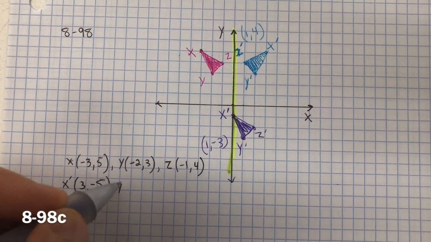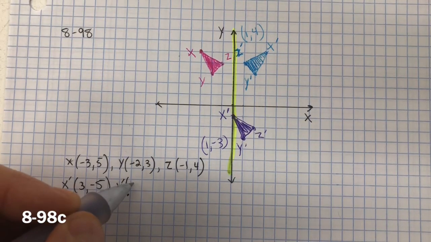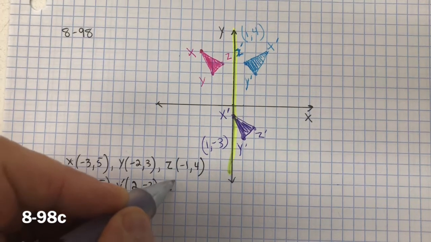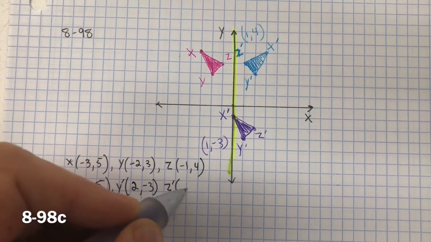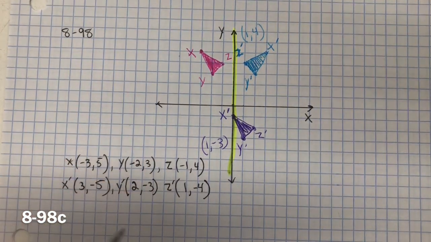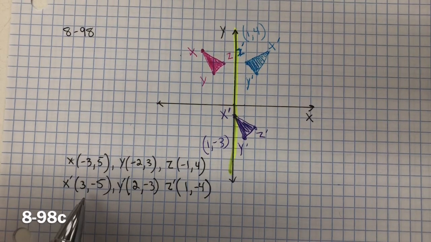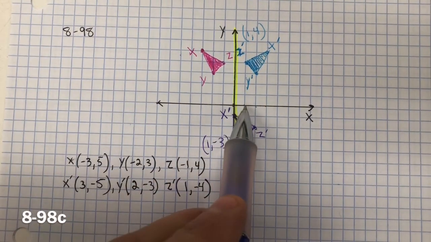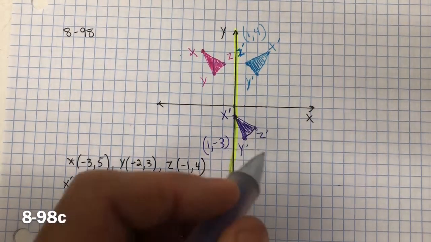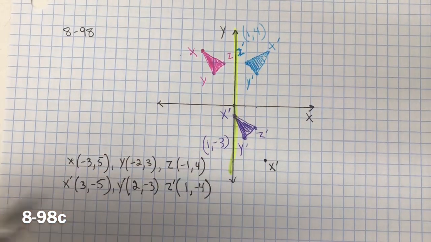And then I'll do the same thing for Y. -1 multiplied by -2 is +2, and -3. And Z prime, -1 multiplied by -1 is +1, and we'll get -4. And now I'm going to go ahead and graph these points. 3 on the x, 1, 2, 3, and -5 on the y, 1, 2, 3, 4, 5. And that will be my new X prime.